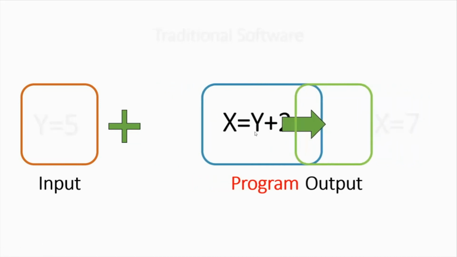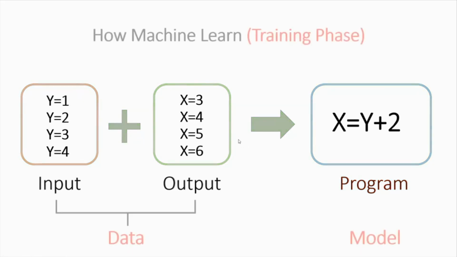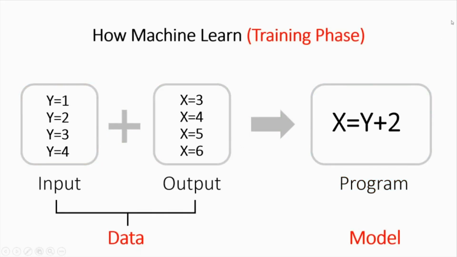But in machine learning, the way AI thinks, you no need to give the program to the computer. Whereas you give the input and the output. Then from the input and output, the computer will think on how to create the program. So this phase we call the training phase. We train the computer to learn from our data.